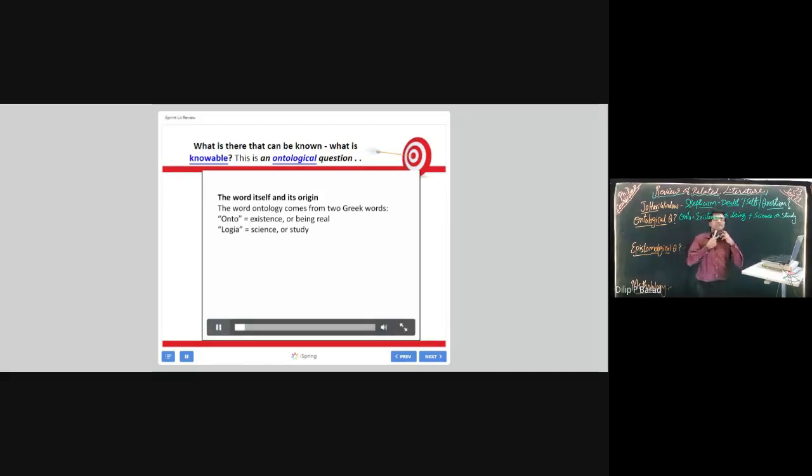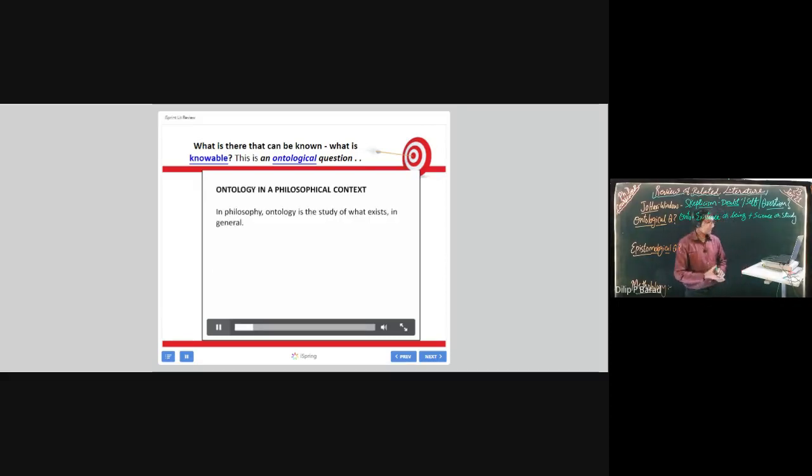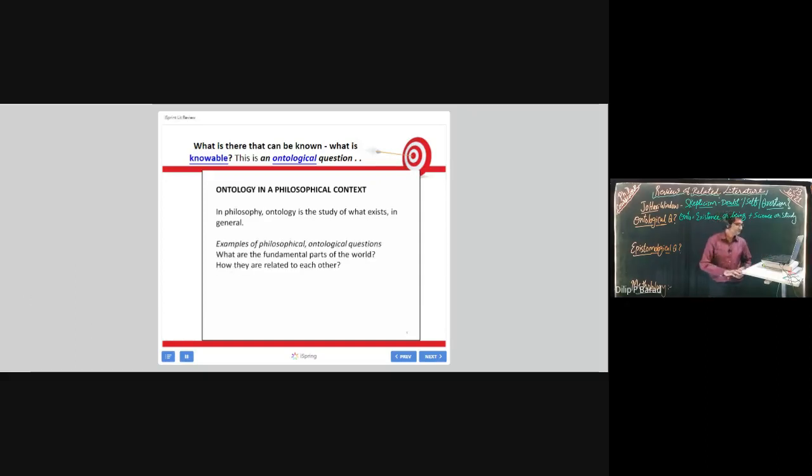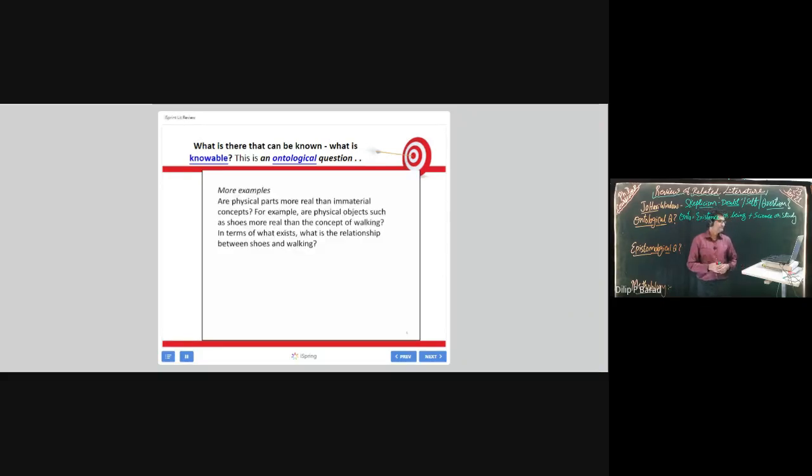Which means existence or being real, and logia, which means science or study. And the word ontology is used both in a philosophical context and a non-philosophical context. Let's start with the former. Ontology in a philosophical context is basically the study of what exists, what is being real, what is real. Examples of philosophical ontological questions could be: what are the fundamental parts of the world and how are they related to each other? Are physical parts more real than immaterial concepts? For example, are physical objects such as shoes more real than the concept of walking? And in terms of what exists, what is the relationship between shoes and walking?